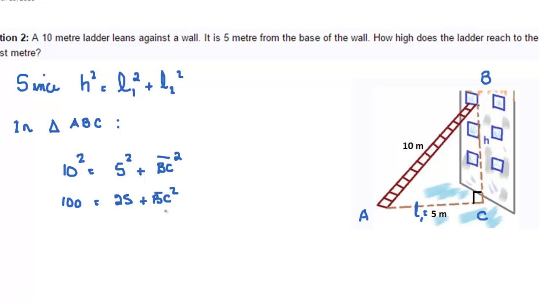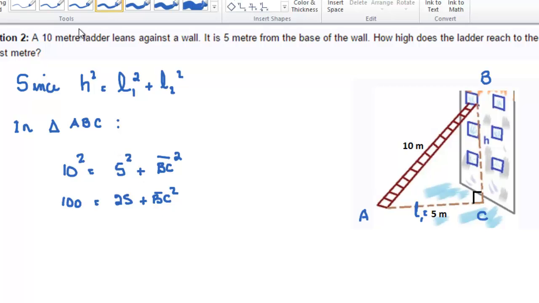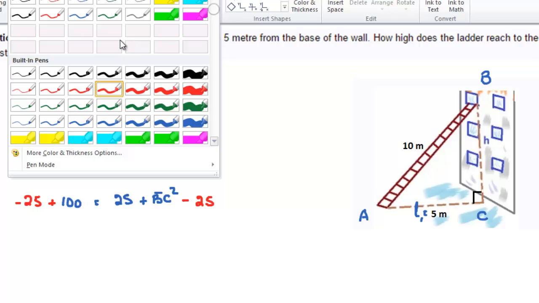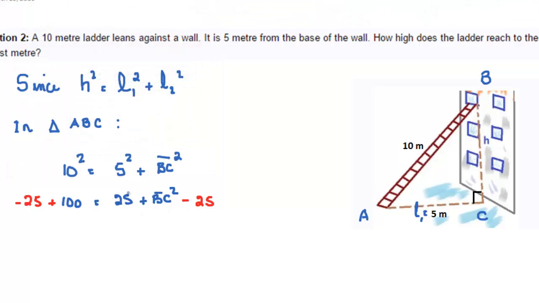Now I need to isolate BC, so as you know I can use the inverse strategy. I can remove the 25 from this side, and from this side I will remove the 25. So in this case I can continue. I have 25 with 25, zero pair. That means this is going to give me BC squared equals 100 minus 25, which is 75. So BC equals the square root of 75, and they said to the nearest meter.